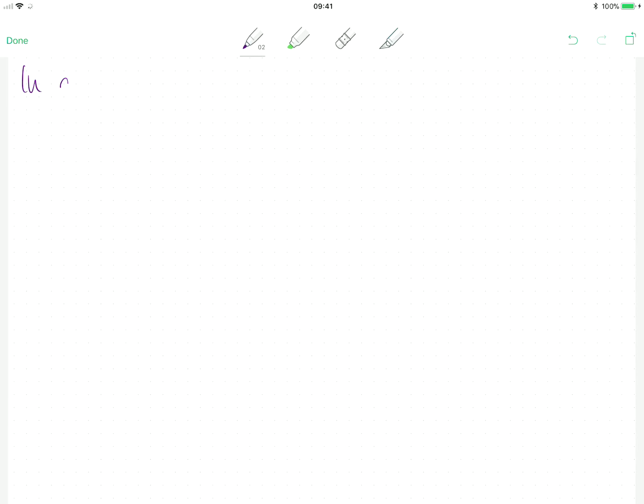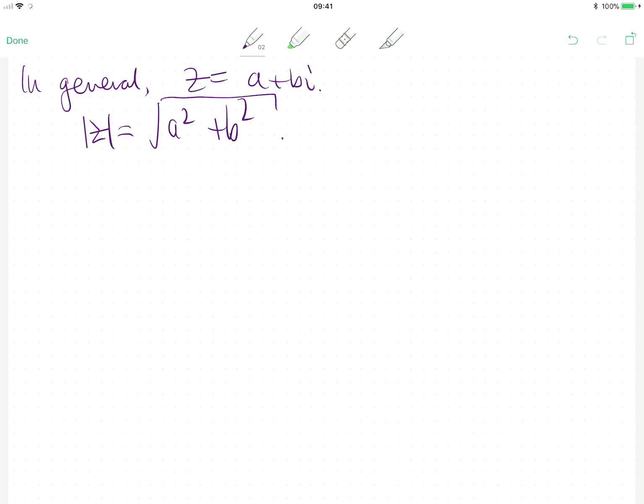In general, if you have a complex number a plus bi, I would recommend a picture, but for this one it turns out it's quite nice. The modulus is always the square root of a squared plus b squared, something just to keep in mind. Okay, so part C next.